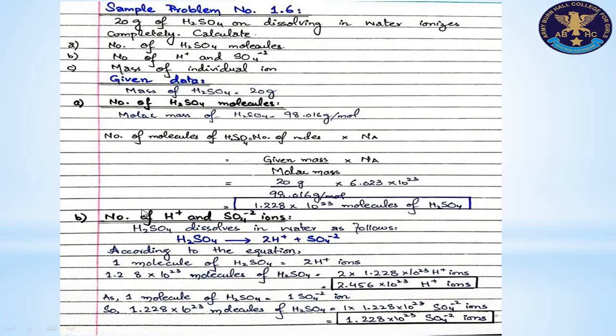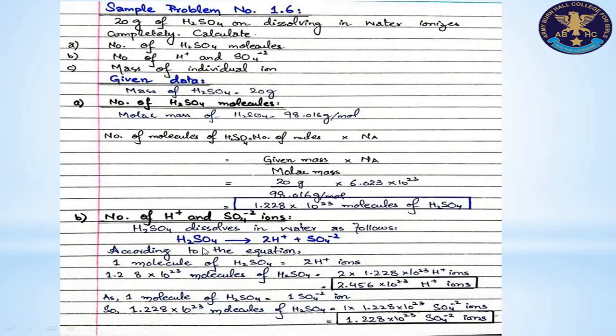Now part B, where we have to calculate the individual ions, hydrogen ions and sulfate ions, with respect to these molecules. For this, first we have to write the equation for sulfuric acid dissolving in water as follows. Sulfuric acid upon dissociation in water forms 2 hydrogen ions plus 1 sulfate ion. So first we will calculate the number of hydrogen ions with respect to these molecules of sulfuric acid.